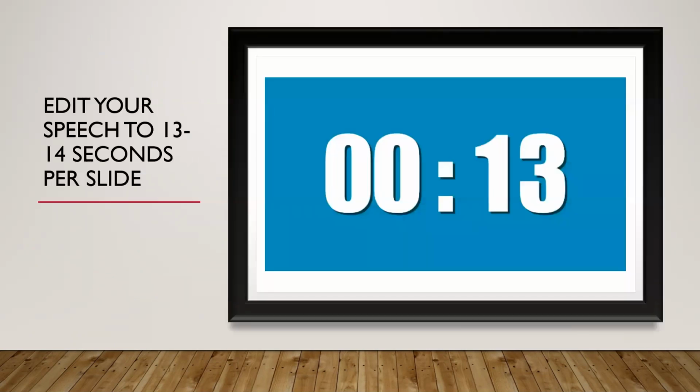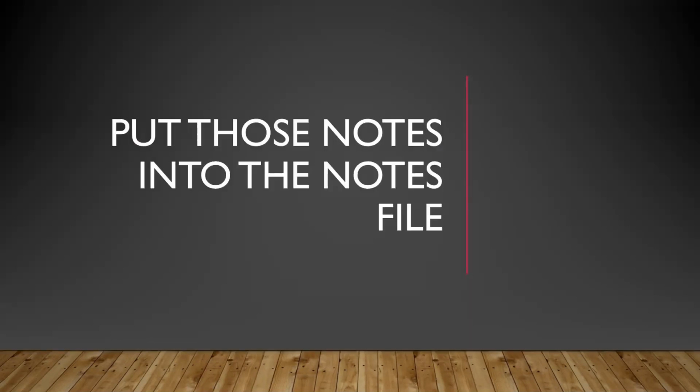Remember, transitions take a second or two, and you might even have to cough once. So plan on closer to 13 or 14 seconds per slide. If you can't edit it down or you find yourself talking super fast, then you know you need to cut some content. Now you can finalize your Ignite talk. Put that script into the notes field of PowerPoint.